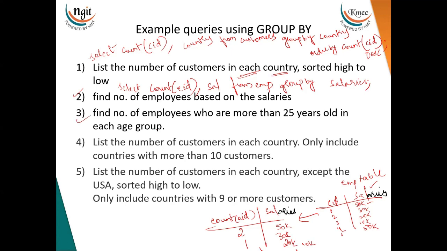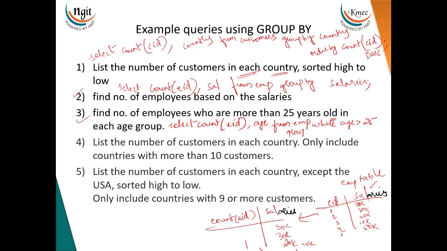Coming to the third question, find the number of employees who are more than 25 years old in each age group. Select count, number of employees. So we are using count function. Count employee ID who are more than 25 years old. I'm also going to display the values for age column. From which table? Let the table name be employees where age greater than 25.